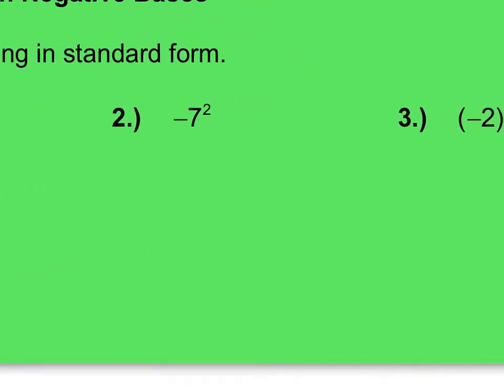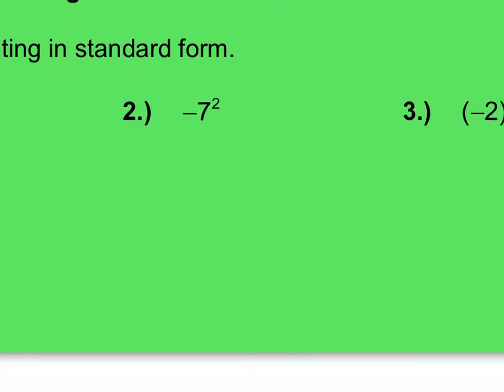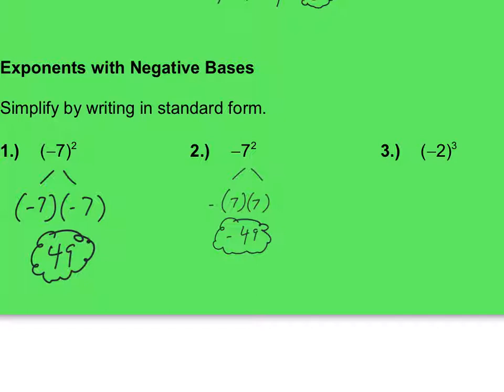Number 2 is different. This is the difference between the first one and the second one. We're going to split it up. This means 7 times 7, but it's got a negative out front. Well, 7 times 7 is 49, and then that negative is going to come with it. So the answer to that one is -49. Now, some people try to make a rule. They go, oh, parentheses mean positive, no parentheses mean negative. That's not true. It has to do with whether the exponent is odd or even.